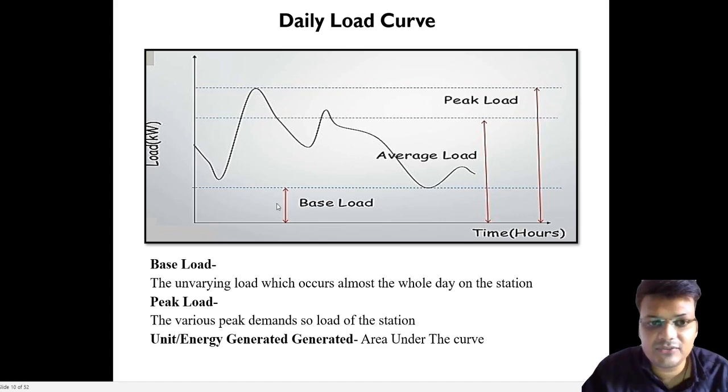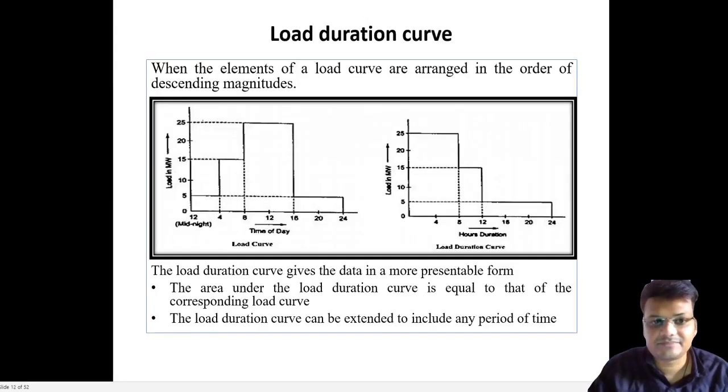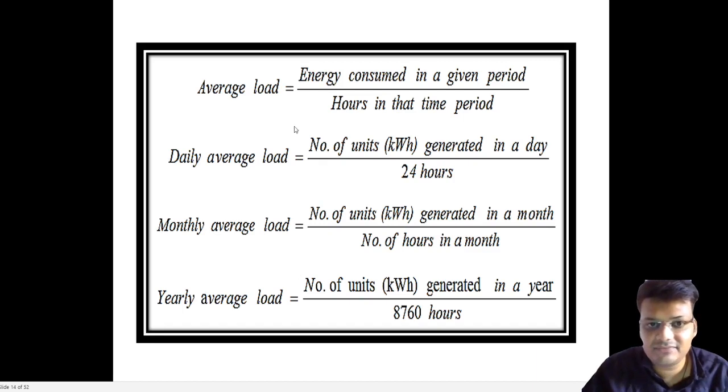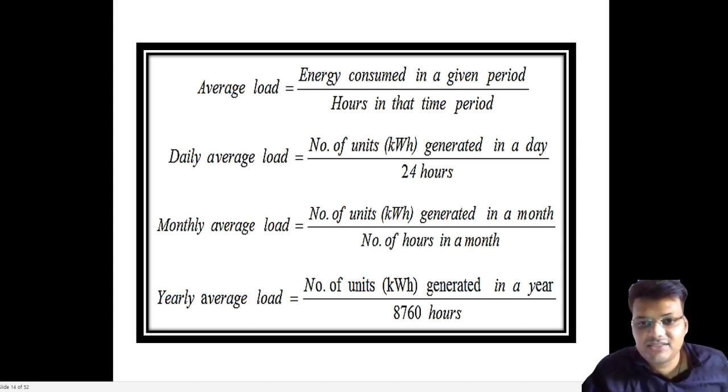Don't get confused, as I see many students confuse energy generated and average demand. If the question is about energy generated, we calculate only the area under the curve. If I ask for the average load, then you divide the energy generated, that is the area under the curve, by whatever time period is given. In average demand, we calculate from the graph the number of units generated in a day. If it is a daily load curve, we divide by 24 hours. If it is a monthly average load curve, we divide by the number of hours in a month. It will be given in the diagram or mentioned in the question.